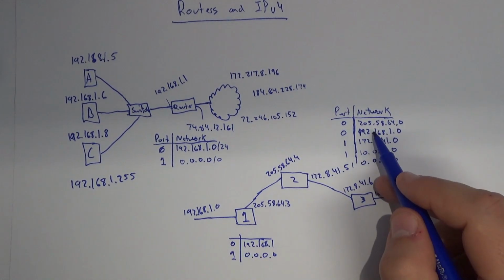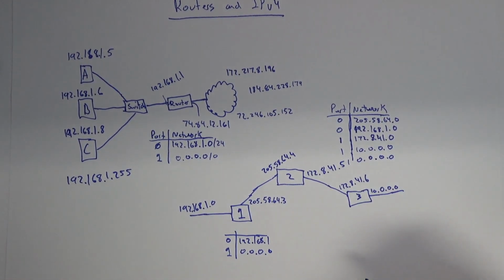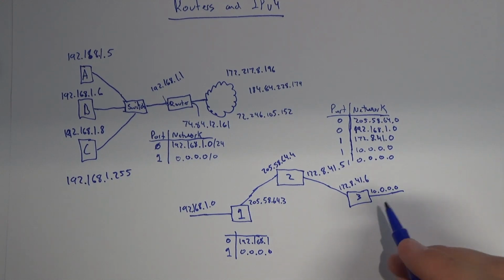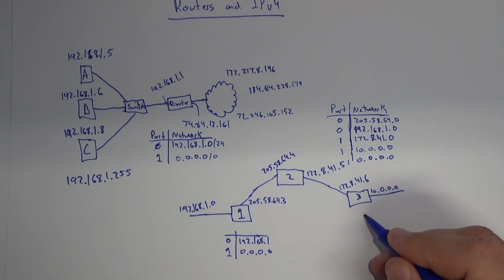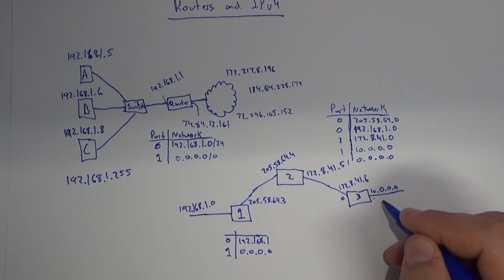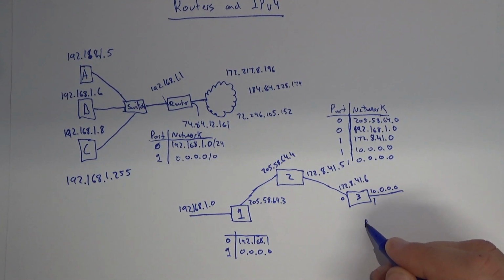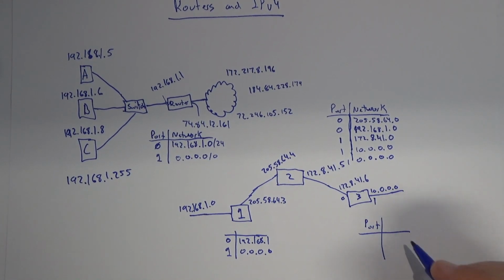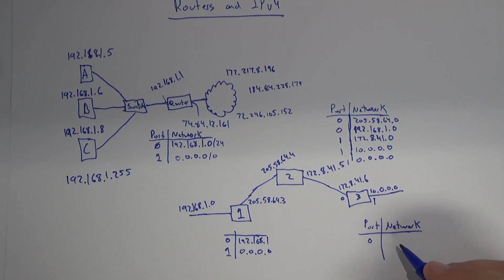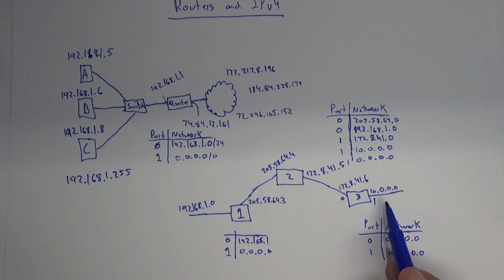Maybe on this side, these are the only two networks. On that side, it's all of these other ones. Okay? And then router 3 might be a little bit simpler. Again, I'm going to label these for sake of clarity. So we might have a port and a network. So port 0 might be everything, and port 1 is 10.0.0.0.